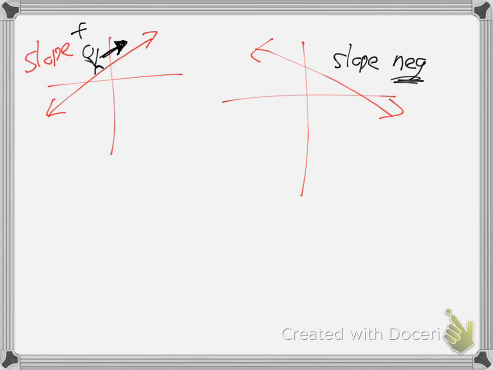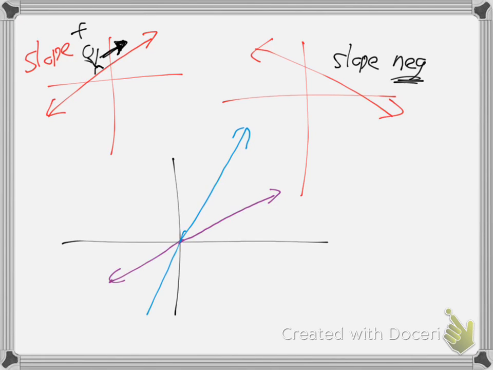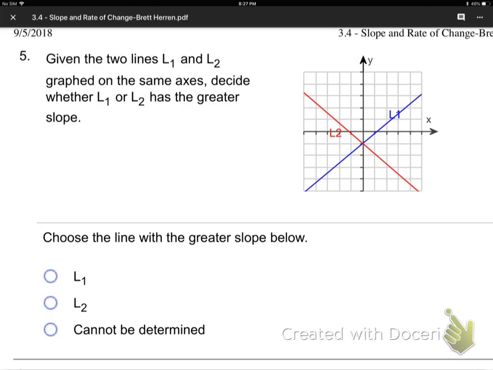Now, let me put a couple of lines here. What about if we have one line like this, and then another line like that? Which one's steeper? The blue one. So they're both positive. Slope larger. So the blue slope is bigger. It's steeper, right? So you'd have a higher slope, steeper line. All right. So then with that in mind, let's go back and answer question 5.